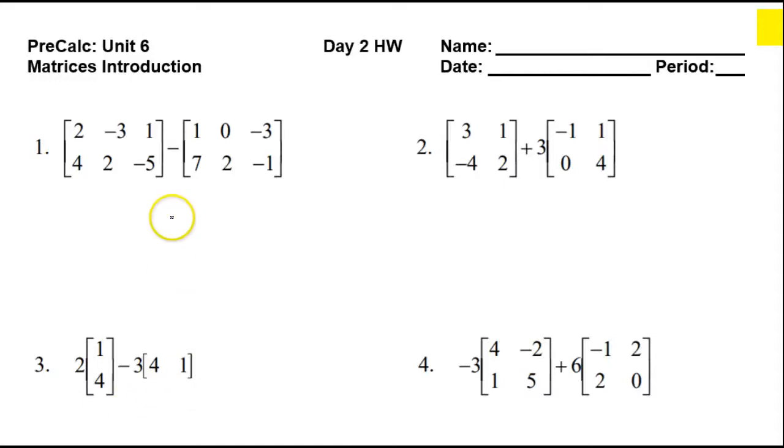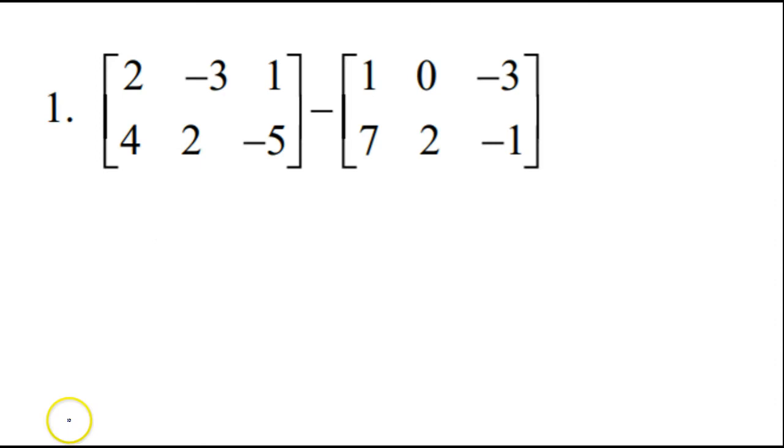In this video, we will practice our basic matrix operations. When you subtract matrices, you simply subtract the corresponding entries in each matrix. So for example, we'll do 2 minus 1, negative 3 minus 0. 1 minus negative 3 is the same as 1 plus 3. 4 minus 7.